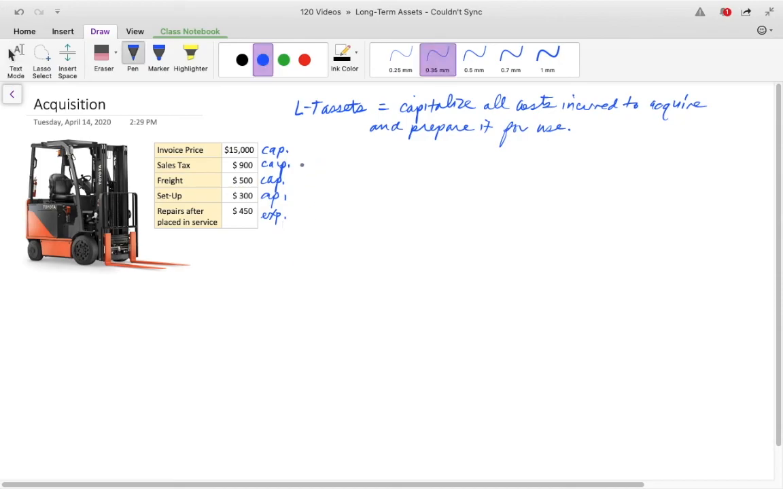So if I'm going to determine what to record for this asset on my books, I am going to record all of these items as my cost. So if I add all those up, I get $16,700. I'm going to expense the $450 of repairs. So let's take a minute here and we'll put together a journal so that we can record how this would work.